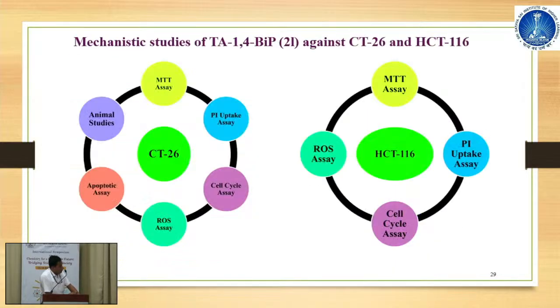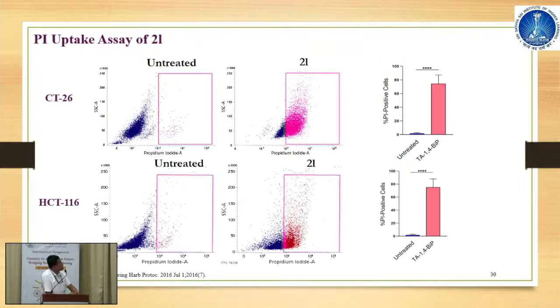Again, we wanted to check the mechanistic study of compound 2L, the 1,4-bipyridine amide, in CT26 and HCT116. We did PI uptake assay, cell cycle assay, ROS assay, apoptotic assay, and animal studies. In the HCT116 colon cancer cell line, we did MTT assay, PI uptake, cell cycle, and ROS assay. Now this is the result of the PI uptake assay. In the untreated, that is the normal case, there is no PI uptake by the cells, but in the case of 2L treated cancer cells there are more PI stained cells, in both cases.